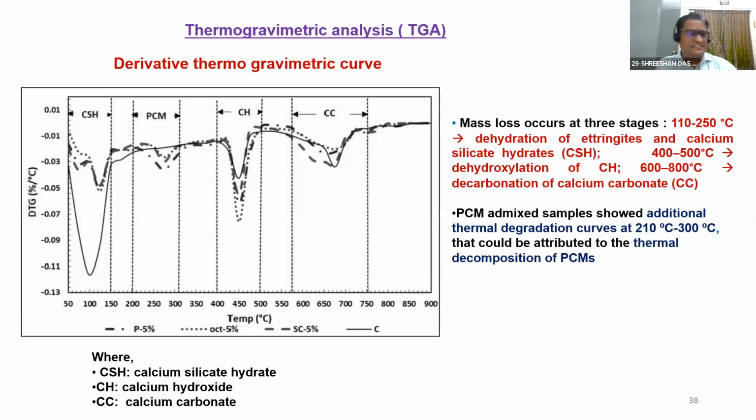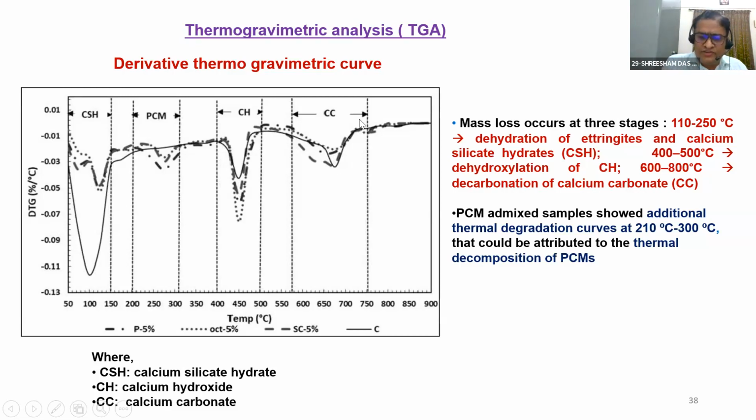So next is the TGA. I will just quickly go ahead. You can see this is not my TGA, this is my DTG, that is derivative thermogravimetric curve. And if you do the DTG, then only you can get this kind of peaks. So normally in a normal concrete, as you see in some of our papers, whatever is here is also there. Now there will be one peak, that is calcium silicate hydrate, a second peak, that is calcium hydroxide, and third is my calcium carbonate.